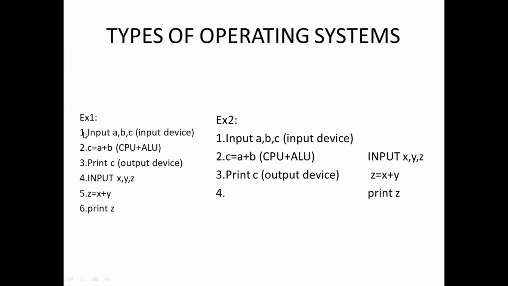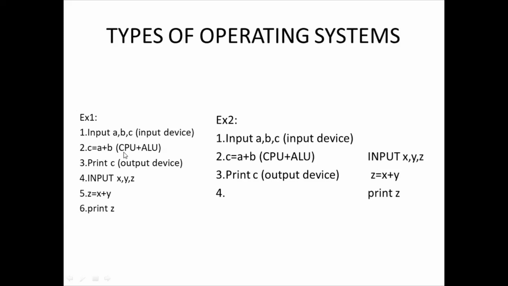In example 1, there are 6 steps. First, input A, B, C, where the input device is busy. Then C equals A plus B, where the processor is busy. Then print C, where the output device is busy. These 3 steps take 1 second each: 1 second for input, 1 second for processing, 1 second for output. Similarly, there is another execution: input X, Y, Z, Z equals X plus Y, print Z. Again an input device, a processor and an output device. In total, it takes 6 seconds to complete, right?